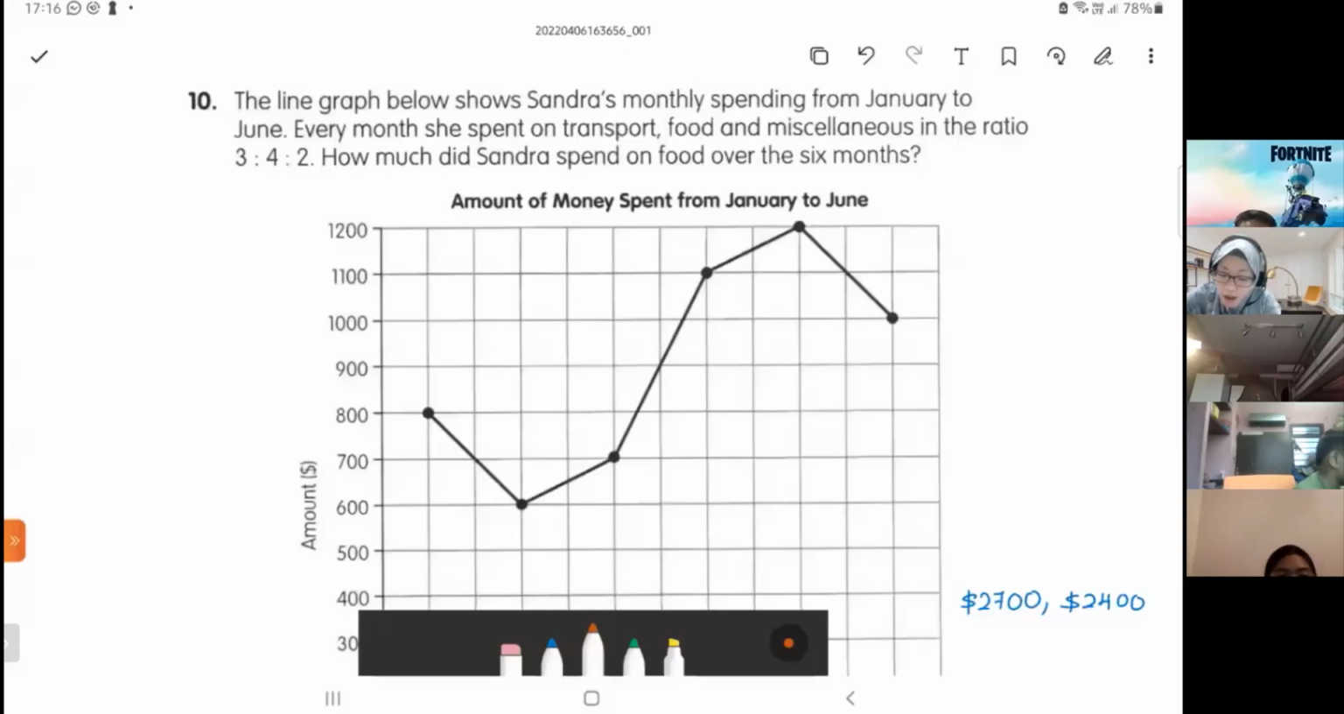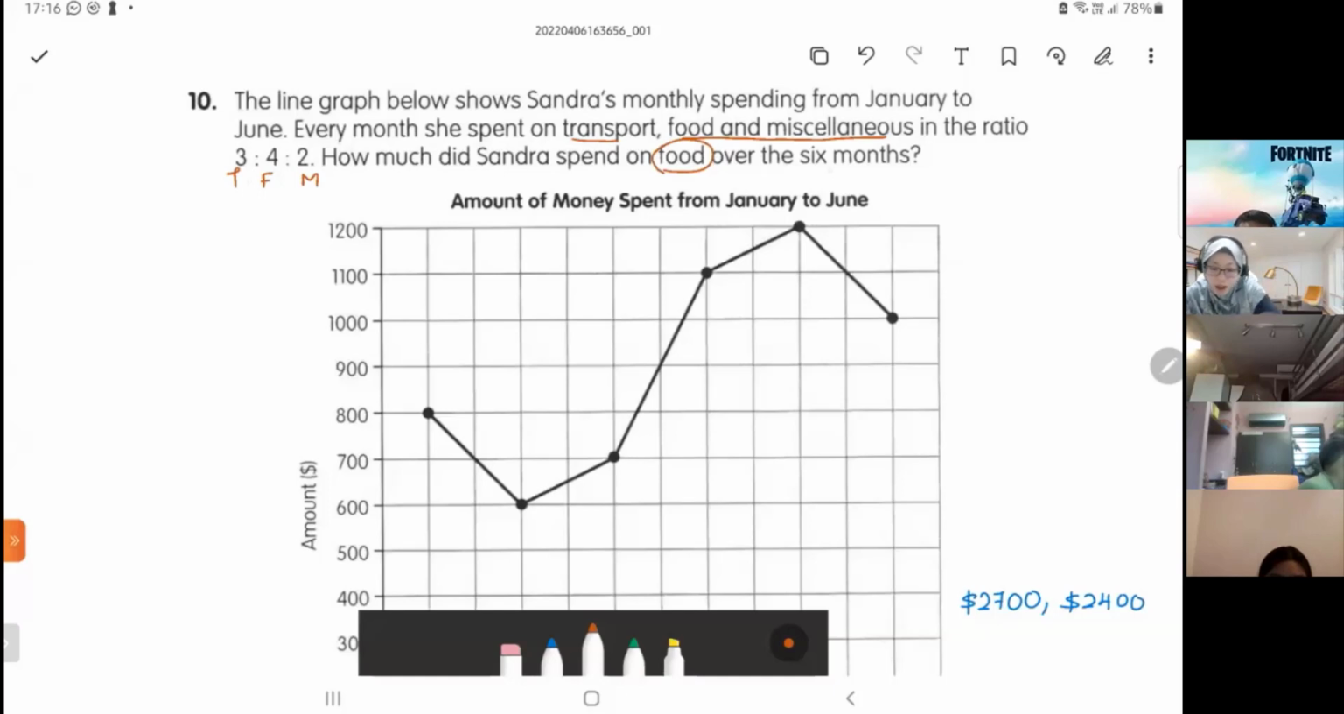Okay, so the line graph below shows Sandra's monthly spending from January to June. Every month she spent on transport, food, and miscellaneous in the ratio of 3:4:2, transport, food, miscellaneous. How much did Sandra spend on food over the 6 months?